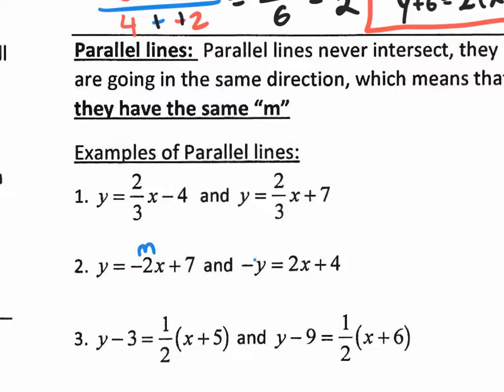Over here, you'd have to divide by -1, divide by -1, divide by -1. And you'd have the new equation, y equals -2x minus 4. And of course, now you could see that the m value, -2, is exactly the same as that m value, -2. So same exact m value, another example of parallel lines.